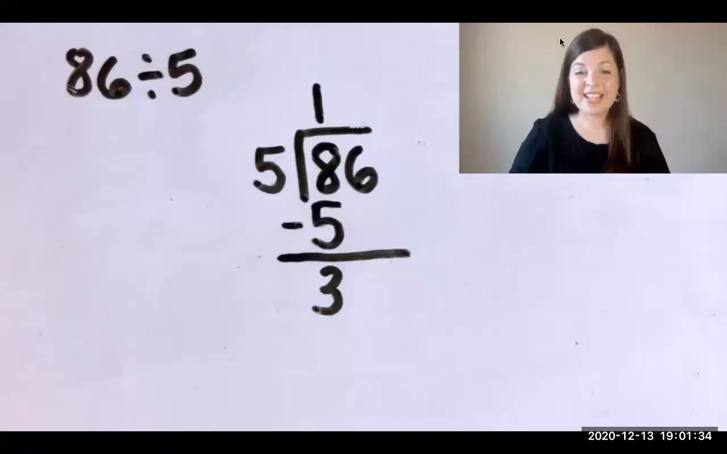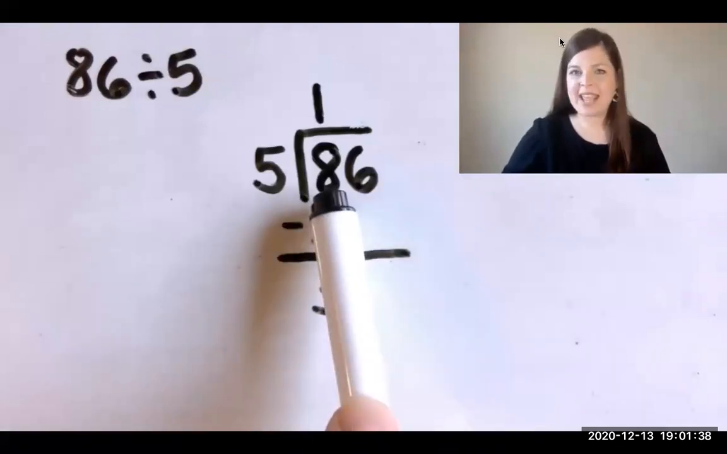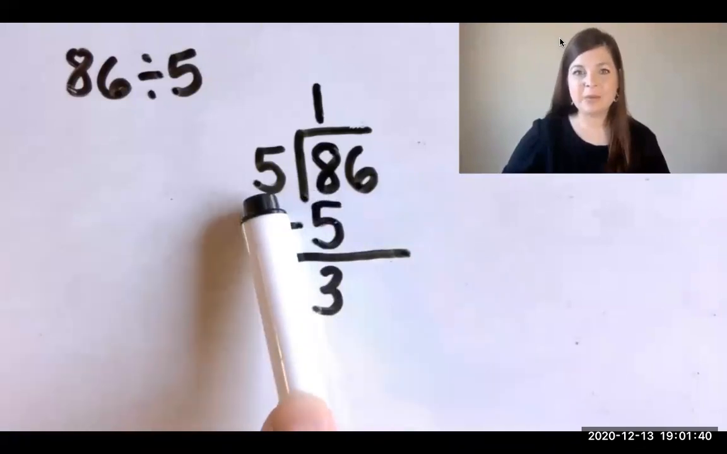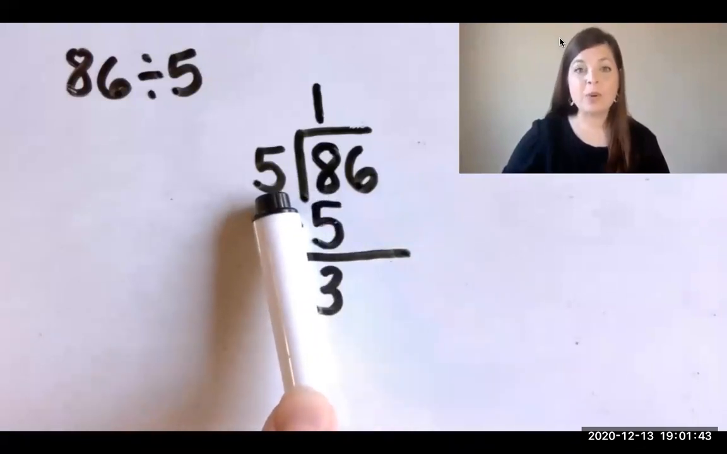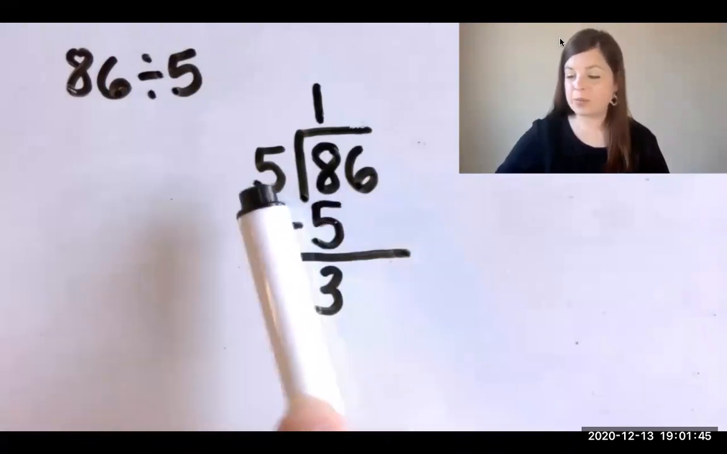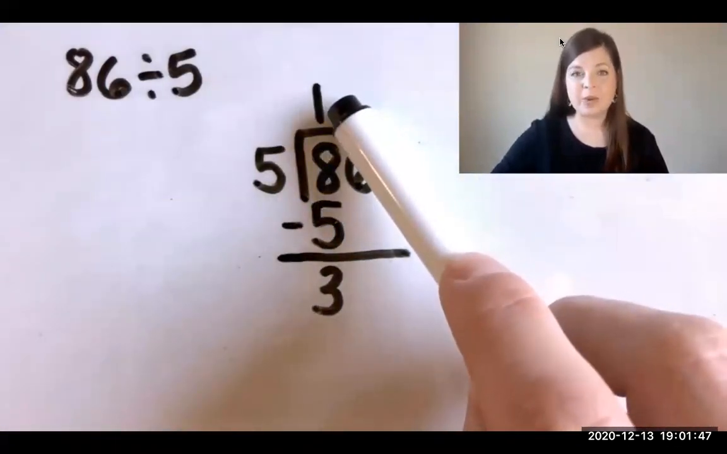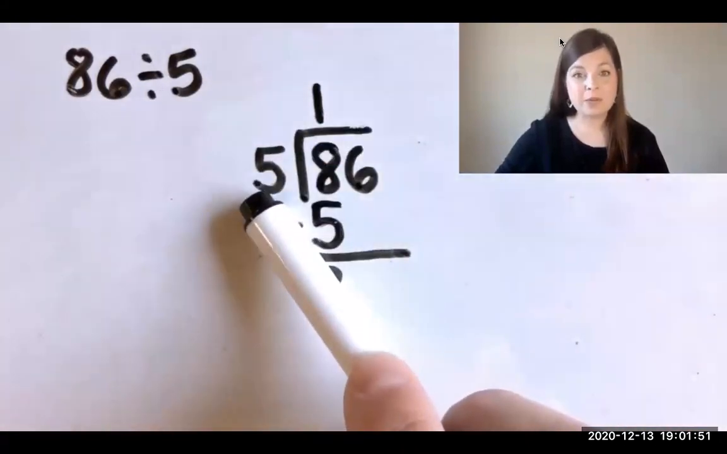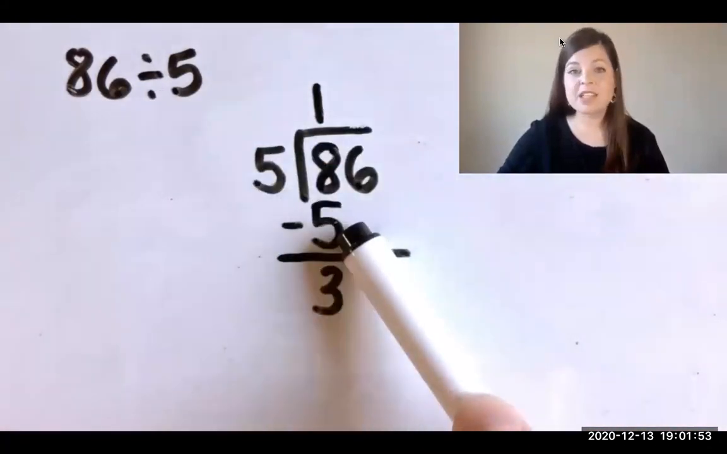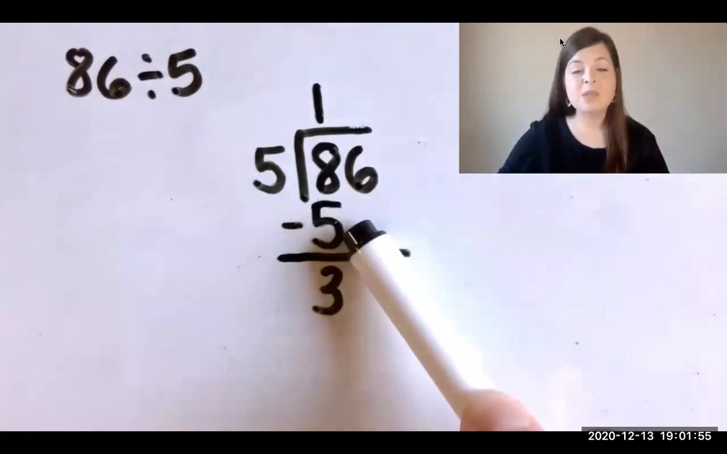Welcome back. Here's what your long division should look like so far. We had 8 tens to divide equally with 5 groups. We can put 1 ten in each group, so that's this 1 ten here in the quotient. Then 1 ten times 5 groups is 5 tens. So that means we used 5 tens so far.